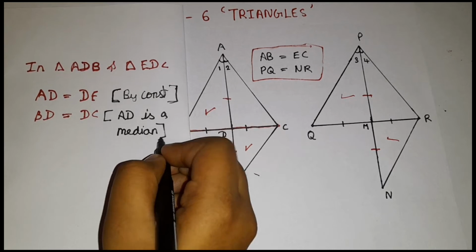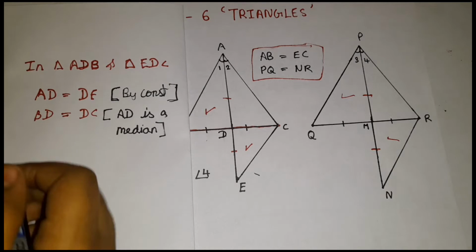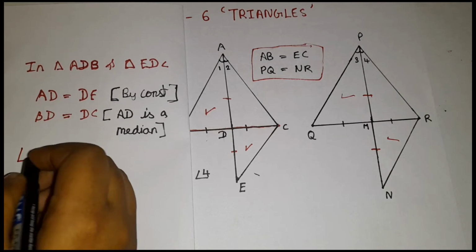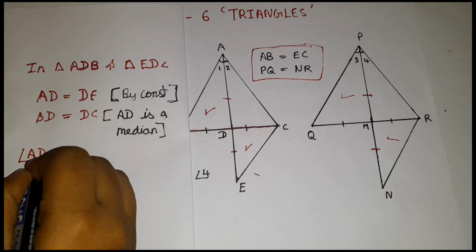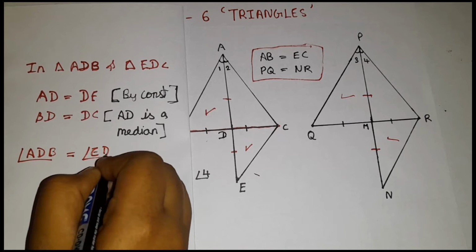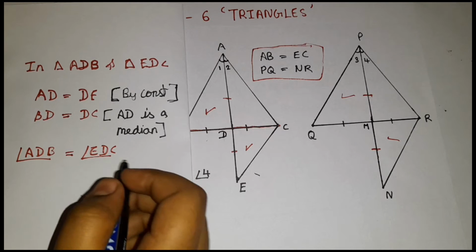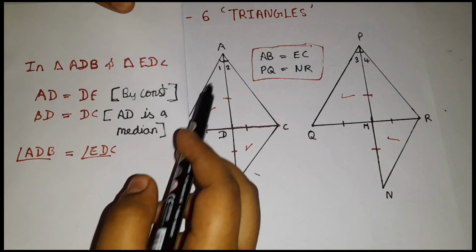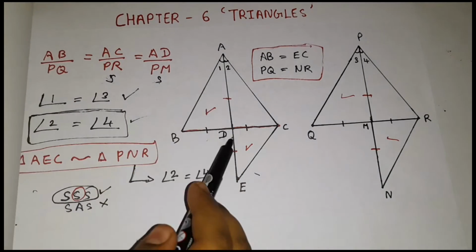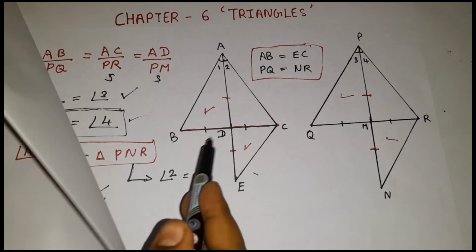Okay guys, so now I can write angle ADB is equal to angle EDC. You might be wondering how. Here we have angle ADB, which is equal to angle EDC.